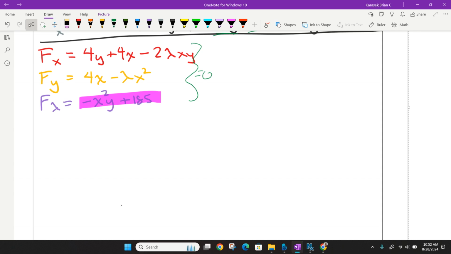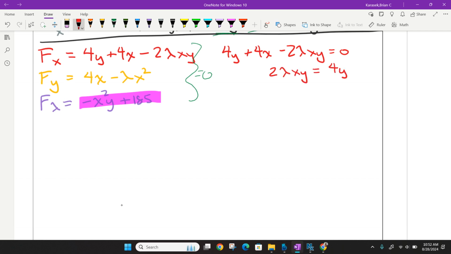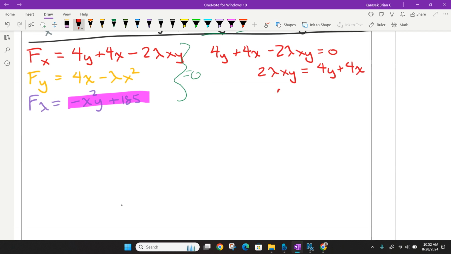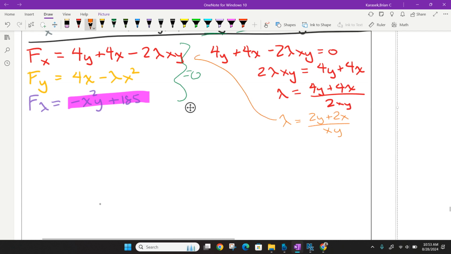All right, when I solve that first one for lambda, I've got 4y plus 4x minus 2 lambda xy is equal to 0. That gives me 2 lambda xy is equal to 4y plus 4x. I'll divide both sides by everything that isn't lambda, and that's going to give me that lambda is equal to 4y plus 4x, all divided by 2xy. But I think I can factor a 2 out of all that to clean it up even further, and that would give me that lambda is equal to 2y plus 2x divided by xy. And that's all from that first one.